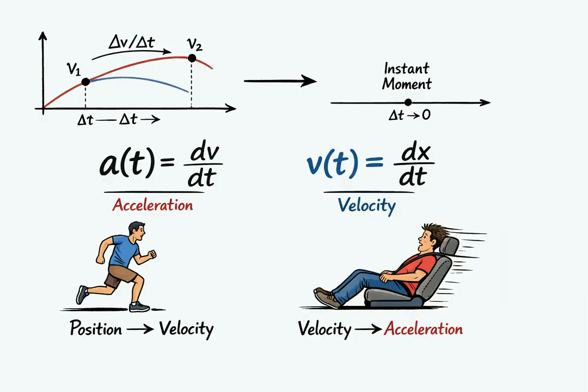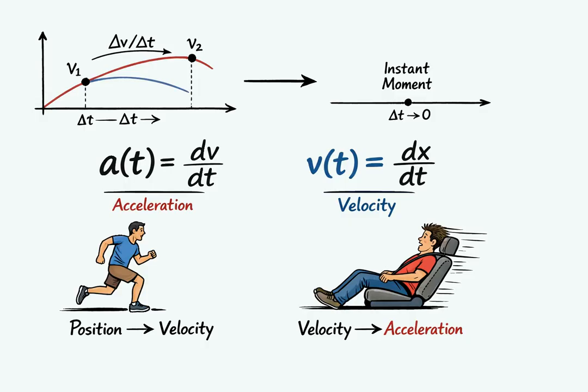Shrinking the interval around a moment turns the average into an instantaneous quantity, and mathematically that is again a derivative. a(t) equals dv/dt. This mirrors the earlier relationship v(t) equals dx/dt, Halliday, Ch2. Position changes lead to velocity. Velocity changes lead to acceleration.